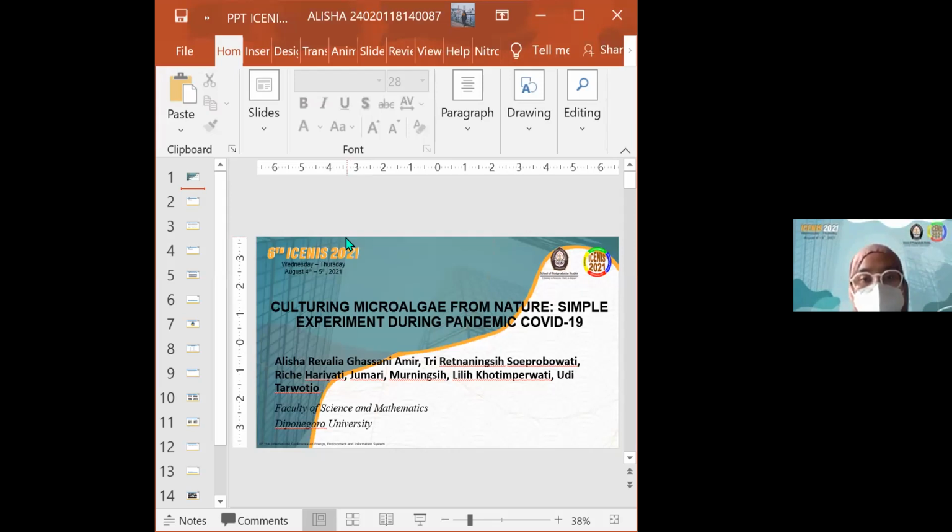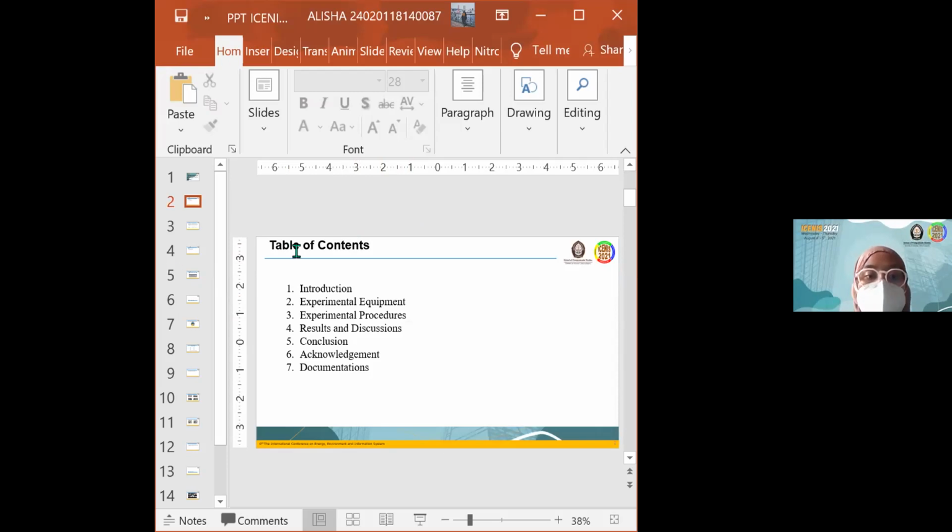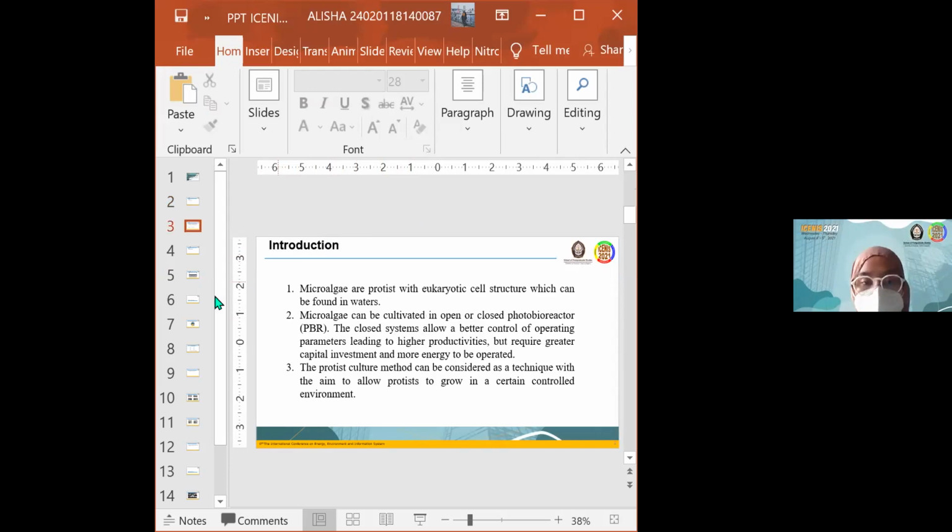I am an undergraduate student from Diponegoro University, majoring in biology, and I would like to present our research about culturing microalgae from nature, a simple experiment during the COVID-19 pandemic. The table of contents includes introduction, experiment, equipment and procedures, results and discussion, conclusion, acknowledgements, and documentation.